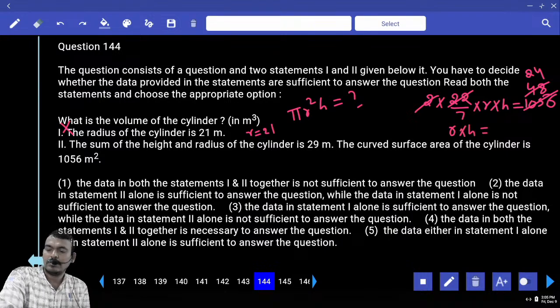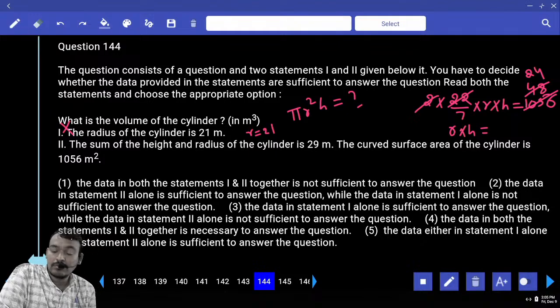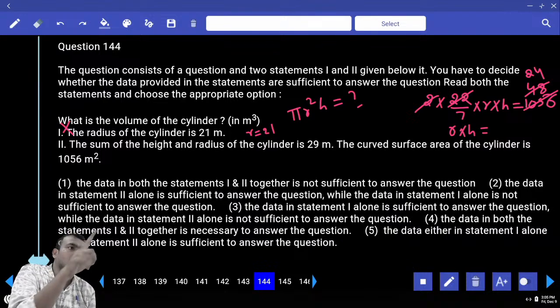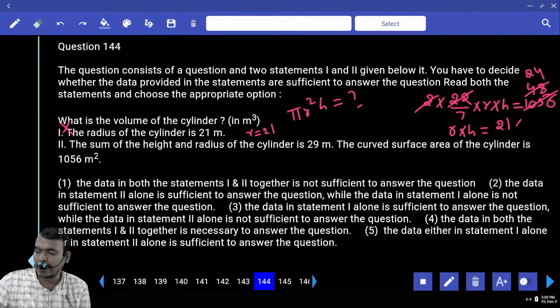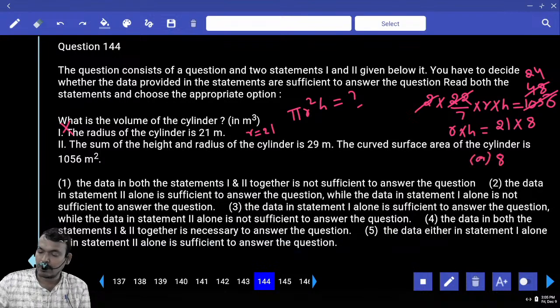24 into 7. 24 we write as 8 into 3, yes? 8 into 3 into 7. 3 7s how much? 21. Remaining 8. Radius I write 21, height I write 8. 8 into 21 is also possible, right?